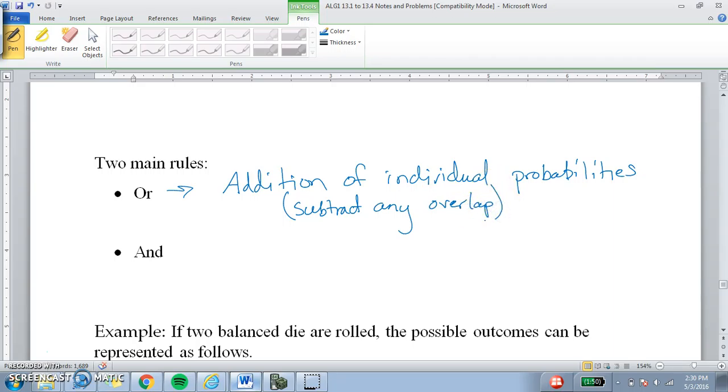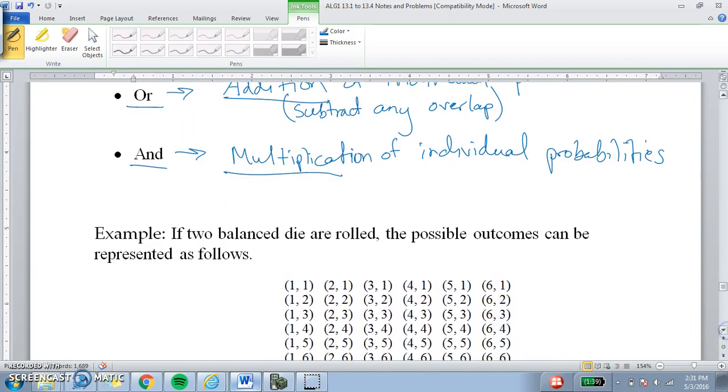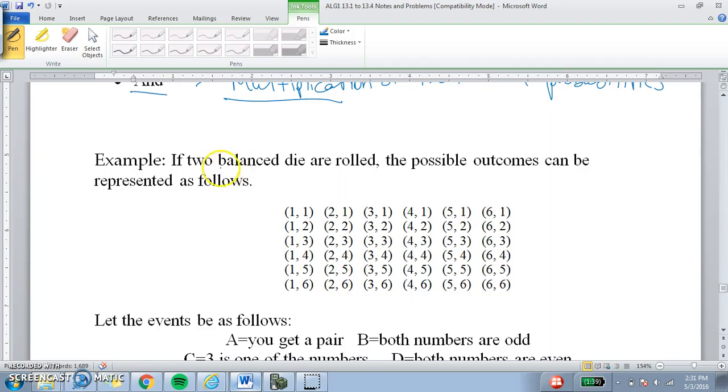If we have an and event, so if I ask what's the probability of two things happening at the same time, then we're going to have the multiplication of the individual probabilities of those events. So or statements mean addition and and statements mean multiplication, and we'll see examples of this down below. The first example is we have two balanced dice. That just means there's an even chance of every number coming up, 1 through 6.